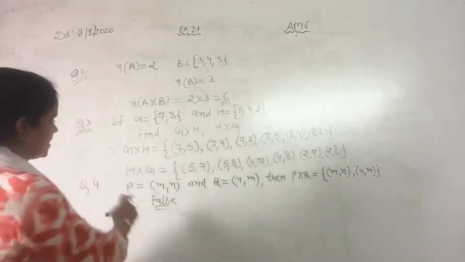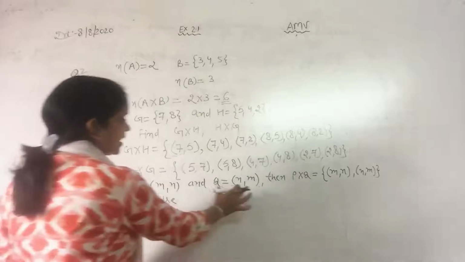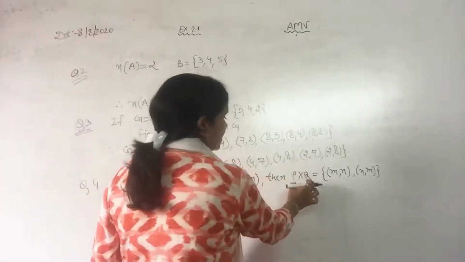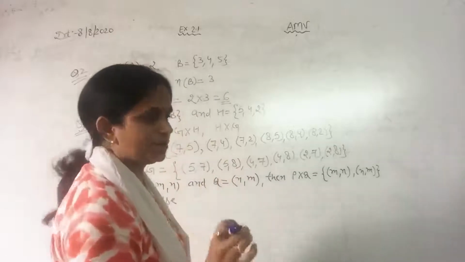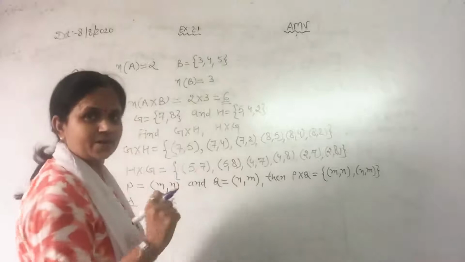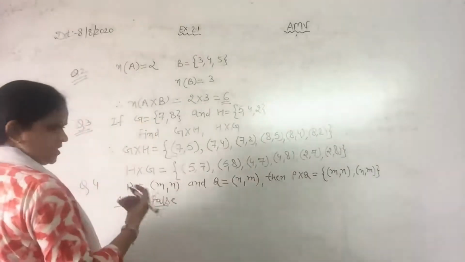Okay. Since there are 2 elements in set P, and Q is also 2, the number of elements of Cartesian product PQ must be 4, but there are only 2 elements given. Okay, first of all, it's false. We have to write the statement correctly.